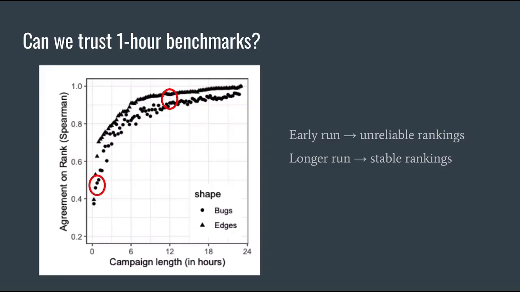By around 12 hours, the rankings strongly agree with the 23-hour rankings. So their recommendation, based on this evidence, is that extremely short benchmarks like 1 hour are risky for strong claims, but something closer to half-day campaigns is much more trustworthy, at least in their setup.